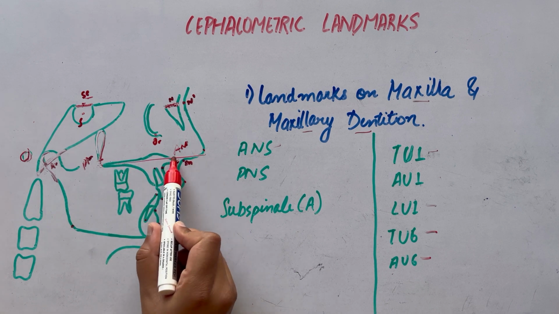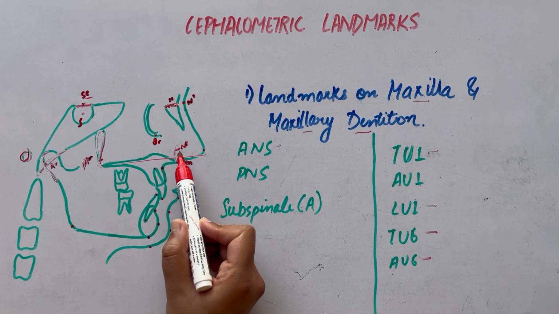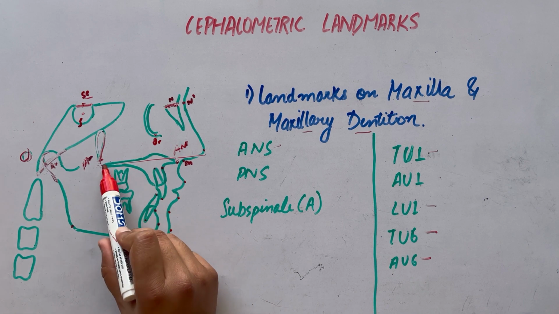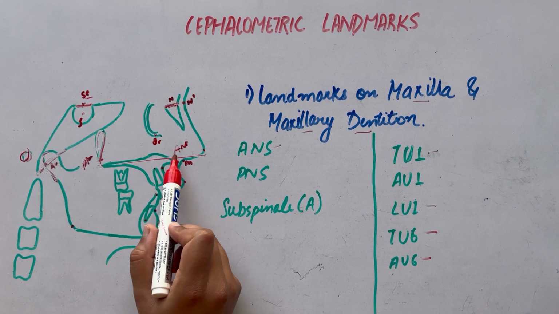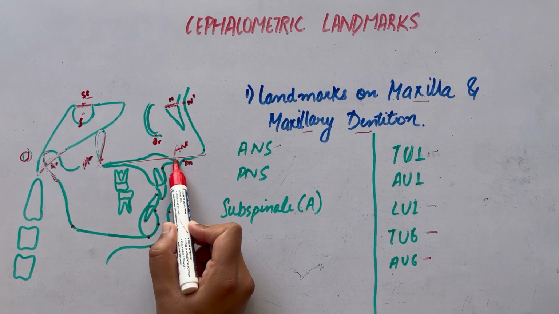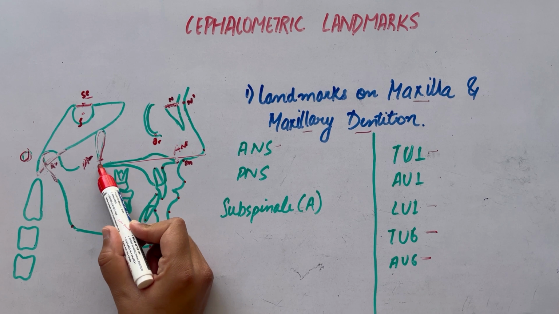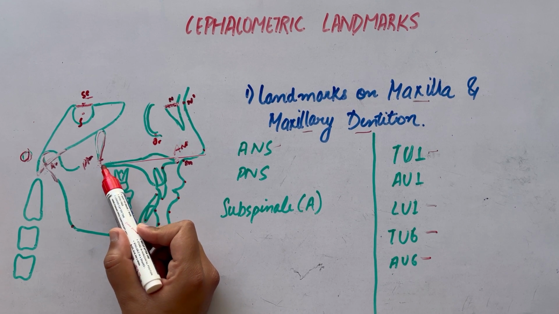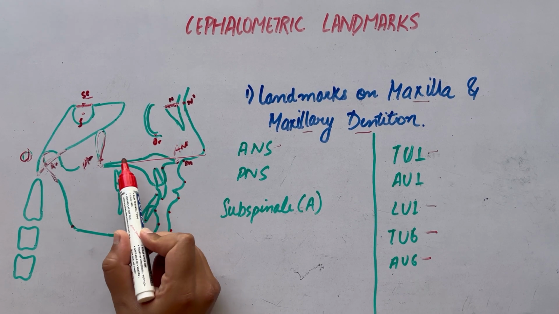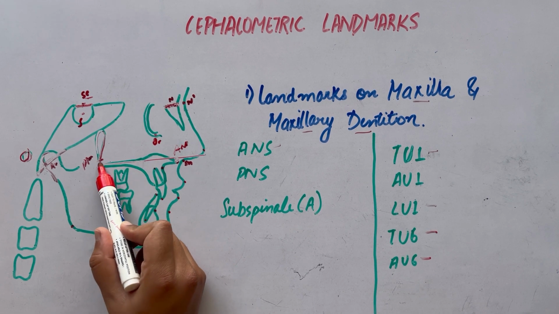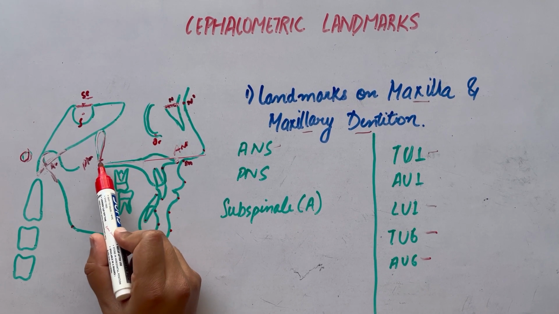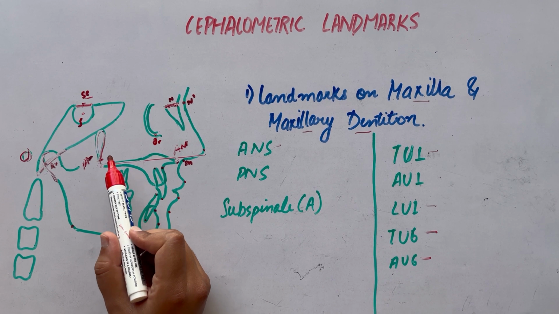So this is the palatal plane formed by point ANS and point PNS. ANS is the most anterior midpoint on the anterior nasal spine, while PNS is defined as the sharp and well-defined posterior extremity of the nasal crest of the palate. This is the palatal plane. The most posterior point on that line is the PNS point.